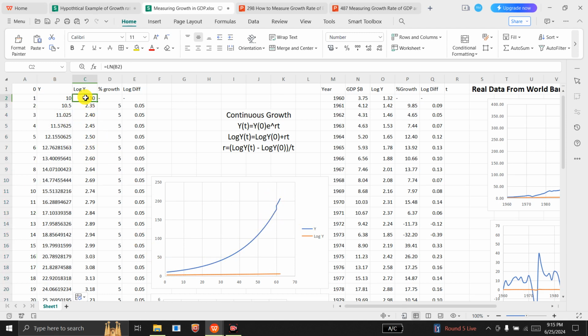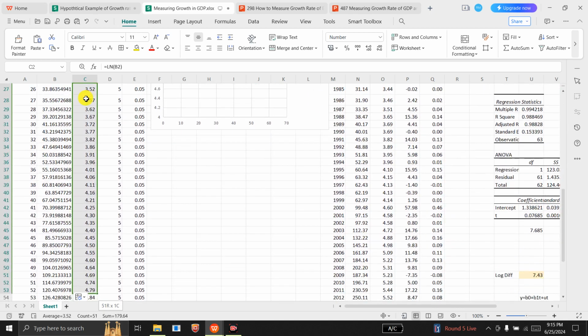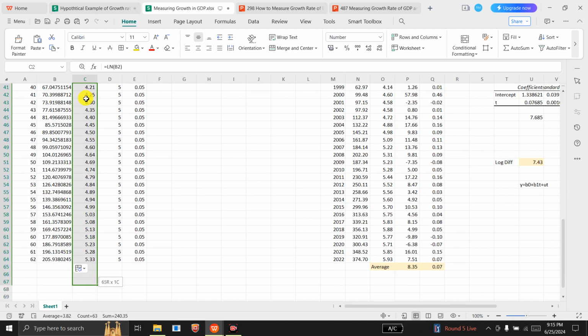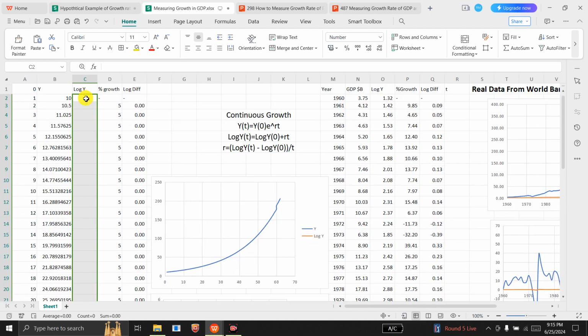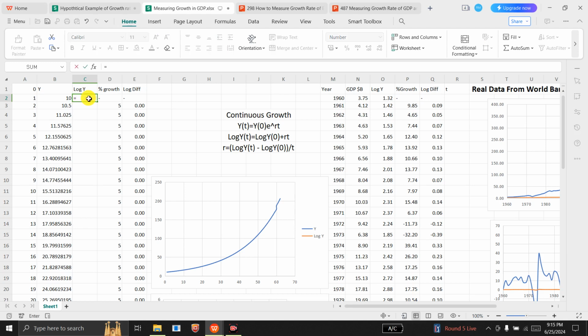Then I have converted this data into log form, and I'll also do this again for you. Let me delete this. So how can I compute log of y? Parenthesis, sorry, this should be natural log.